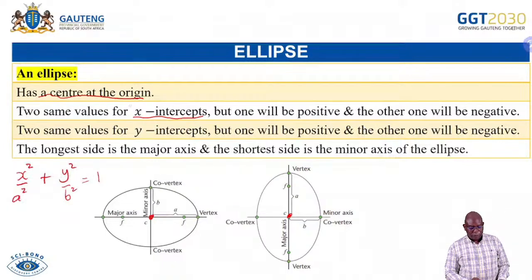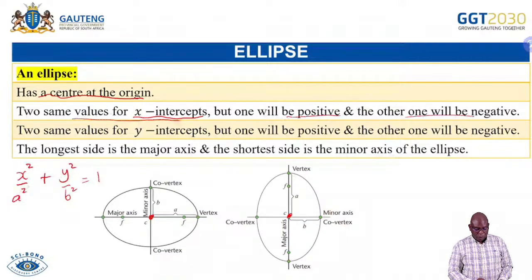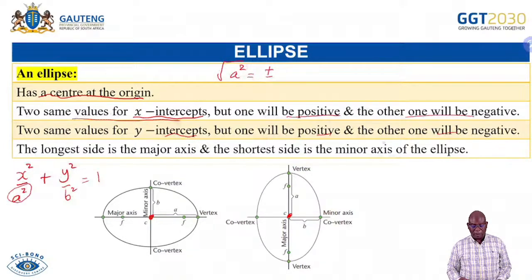So in other words, we have two same values of x, but one positive and the other negative. So this value here must have a positive and a negative. A squared. So how do I get a? I'll get the square root of that, which is going to be plus or minus that value. Same applies to the y-intercept, one positive and the other negative.